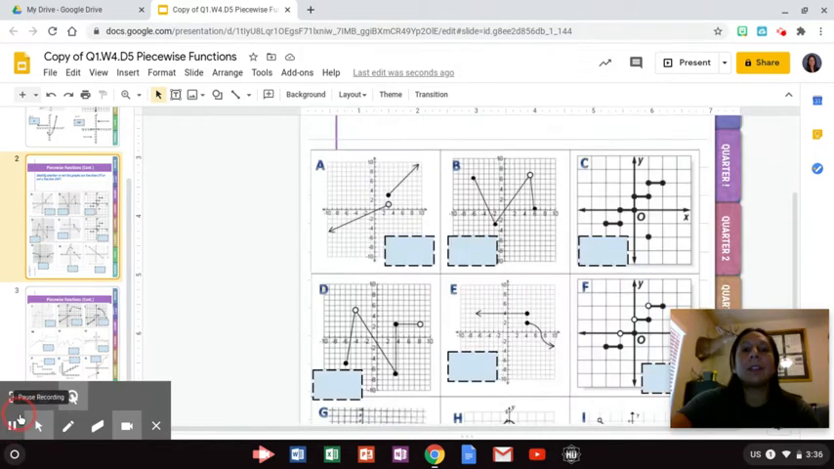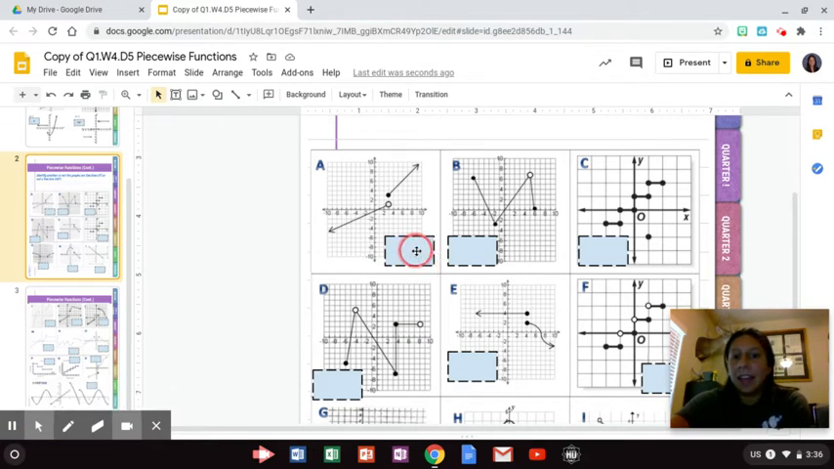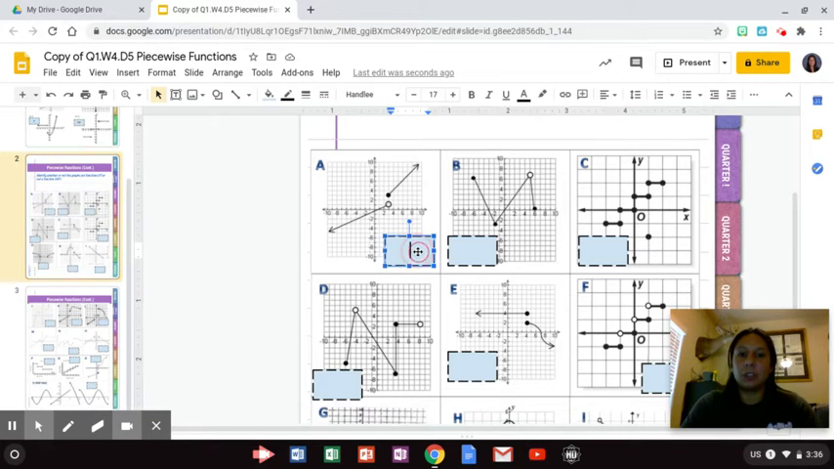Now that you've worked out the problems, I'm going to go ahead and go through A through S with you so you can check your work. So starting with A. A is a function, so you should have put F for function. If you were to draw a vertical line, it only hits 1 point at a time. Right here, this is okay to have a closed and an open.